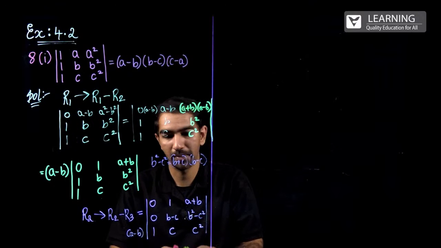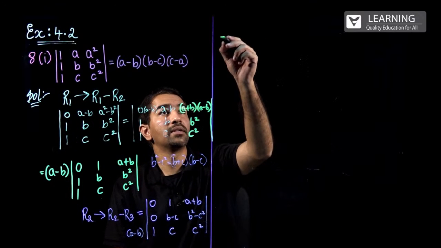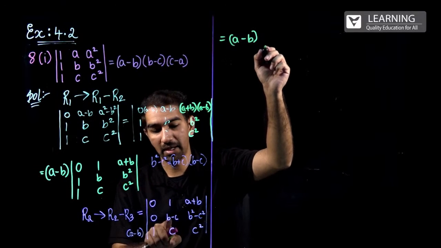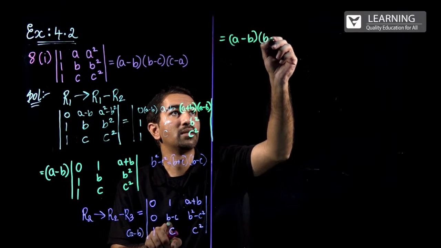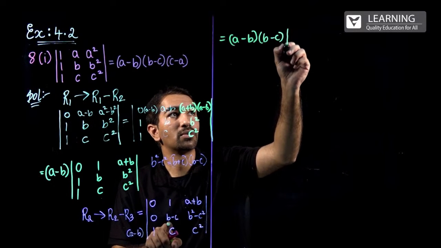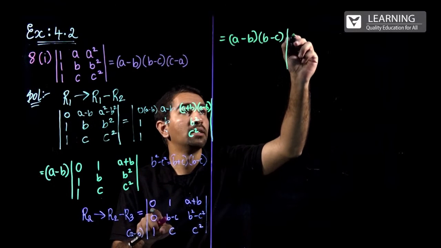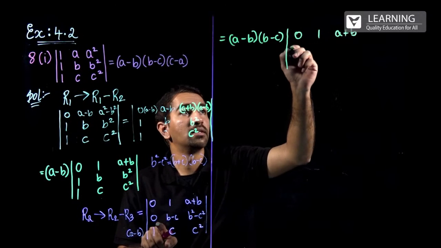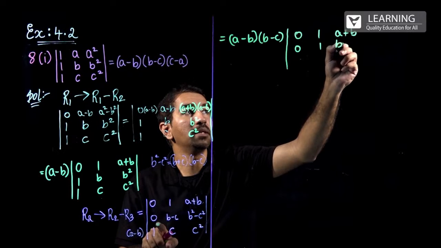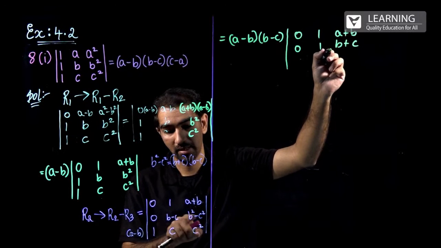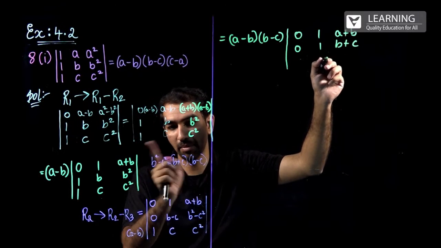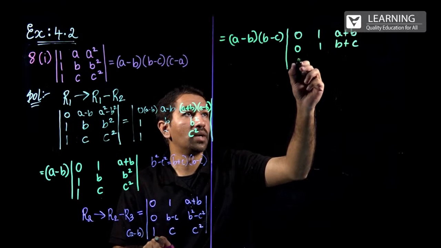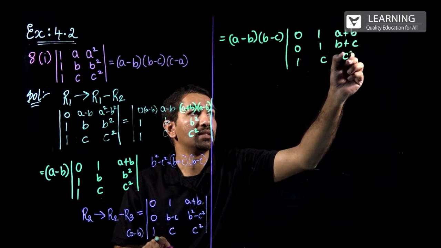So in the next step, what will happen, students? In the next step, a minus b is already outside. Now what are we taking outside again? b minus c we are taking outside now. So what is remaining inside the determinant? 0, 1, a plus b, 0, 1, b plus c, correct? b plus c into b minus c. b minus c went outside. b plus c is remaining inside. Next, 1, c, c square.